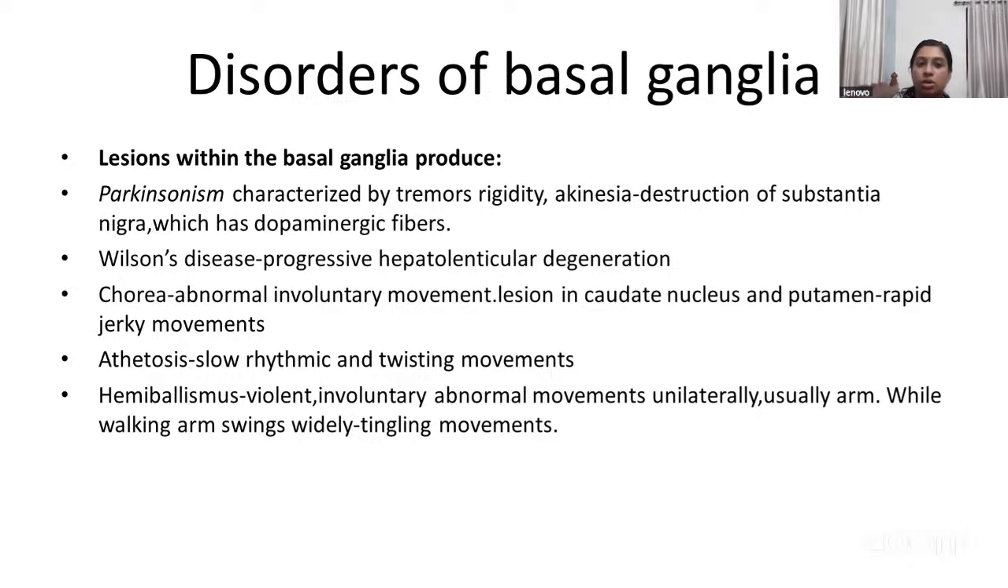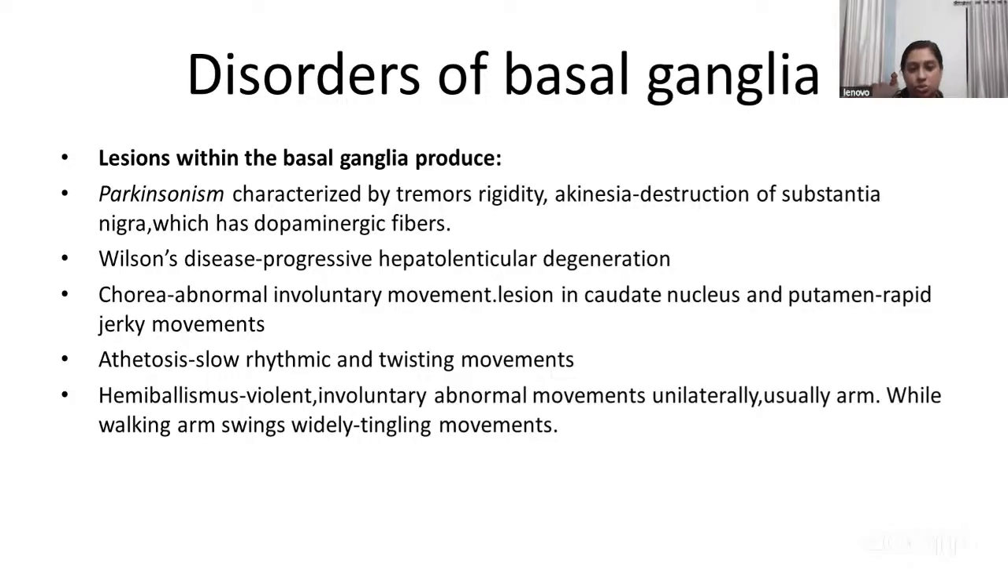And also, we can see chorea. Chorea means abnormal involuntary movements, like a Michael Jackson dance. Such movements are called sudden abnormal involuntary movements. Dance-like movements are called chorea. Chorea is mainly due to the lesions occurring in the caudate nucleus and the putamen. That is rapid jerky movements. Okay, that is what we call chorea.